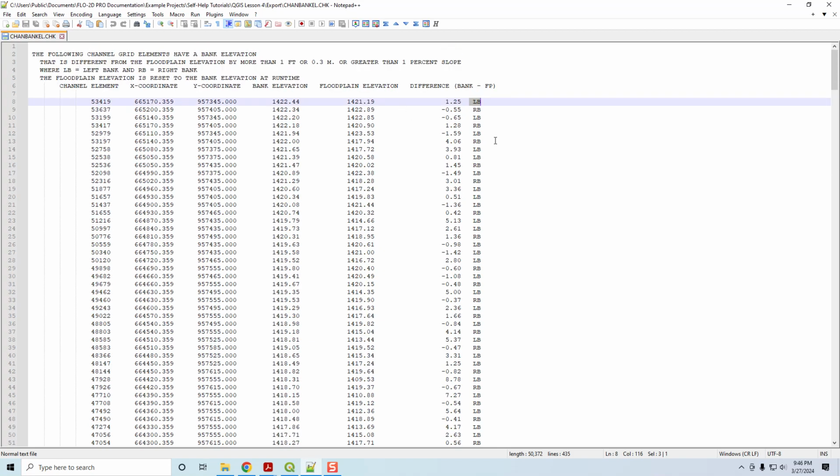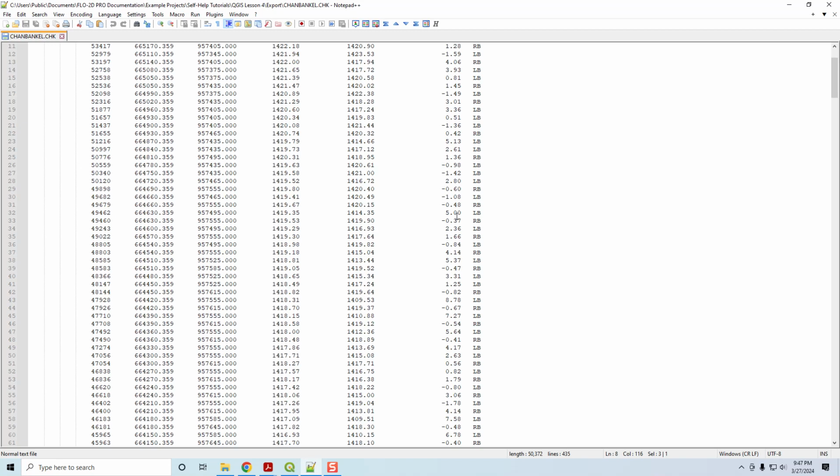So unless you have a bunch of them where your channel bank elevation is much higher than your floodplain elevation, that could mean that your channel is perched up above your floodplain, and that would maybe prevent overland flow water from flowing into the channel if it needed to. Typically these are sorted out when FLO-2D runs, because when FLO-2D runs, it's going to reset this floodplain elevation to the bank elevation. And you can see they can become excessive, but let me show you why.